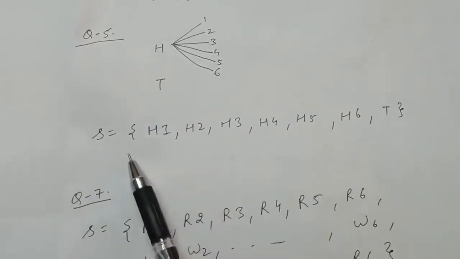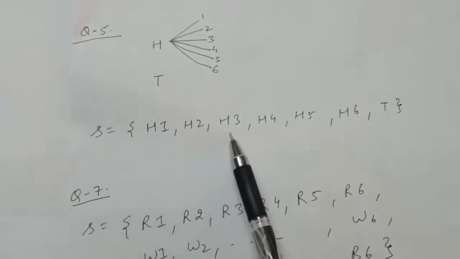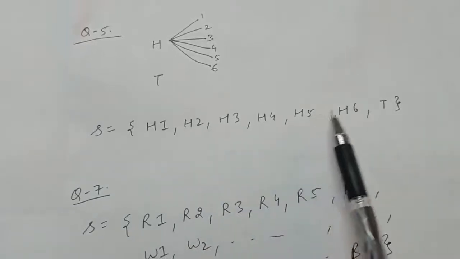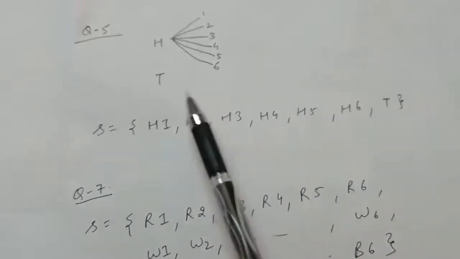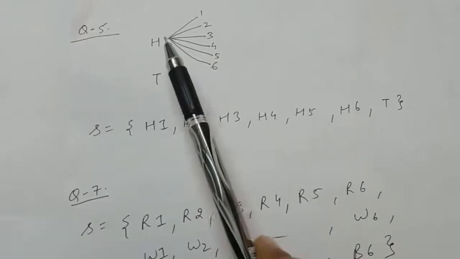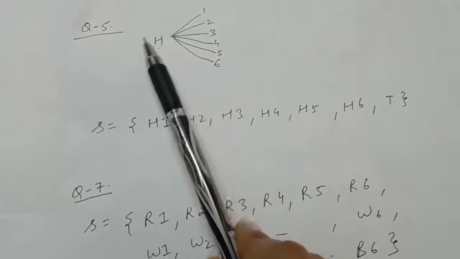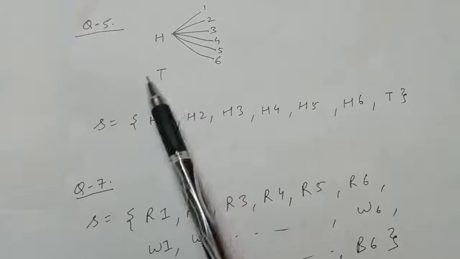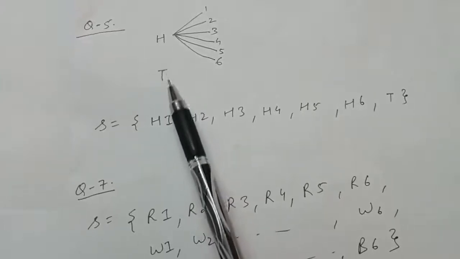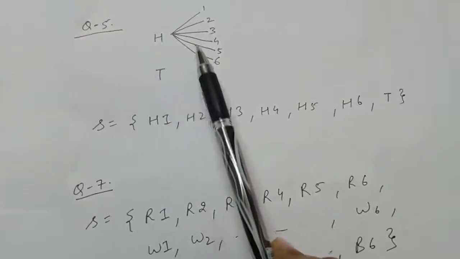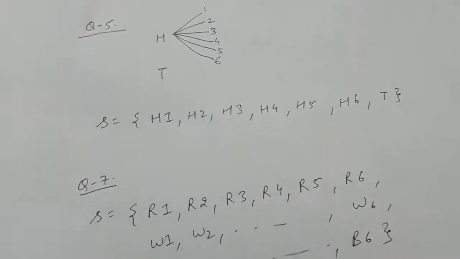So the sample space will be H1, H2, H3, H4, H5, H6 and T, right? Because the outcomes of a coin can be head or tail, but they have said if head comes, then roll a die, right?